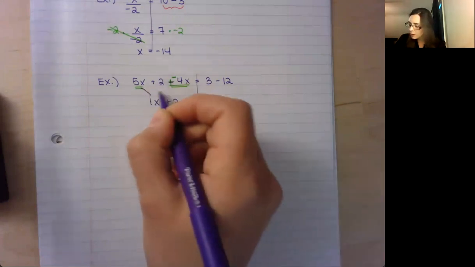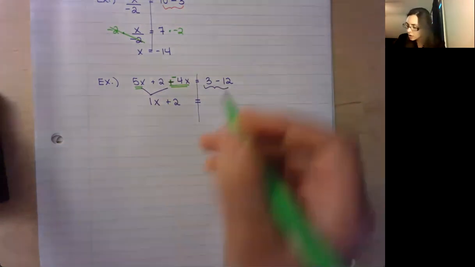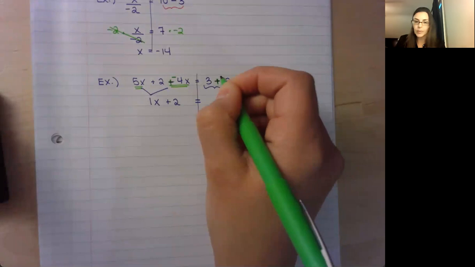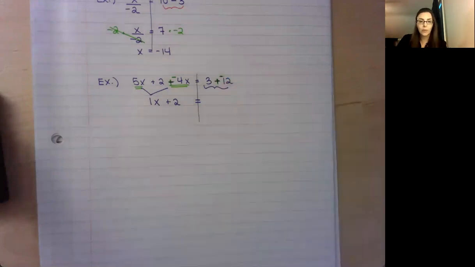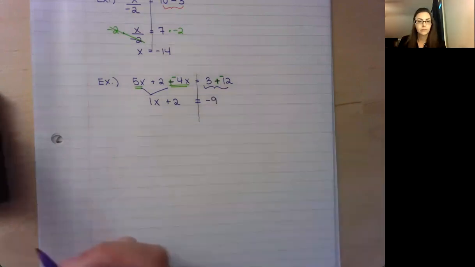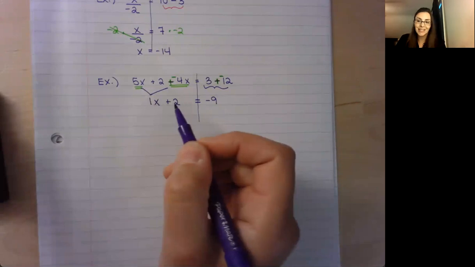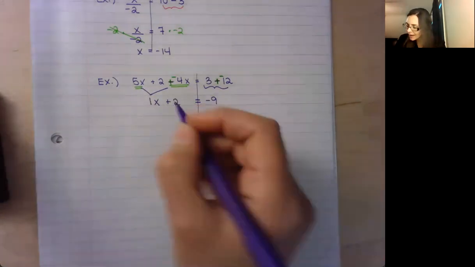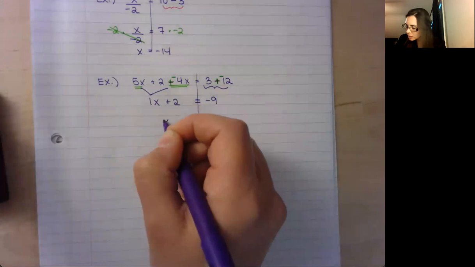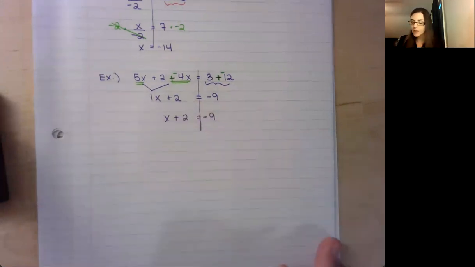So that became that. And then over here, again, if those minus signs are throwing you off, then what you're going to do is change it to addition and use the opposite of the next number. 3 plus negative 12 is negative 9. Now, 1x is actually the same thing as just x, right? 1 times x is x. So I can simplify this to just x plus 2 equals negative 9. And then hopefully now this is an example that looks familiar.